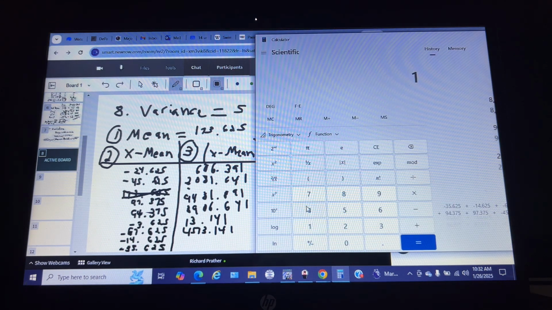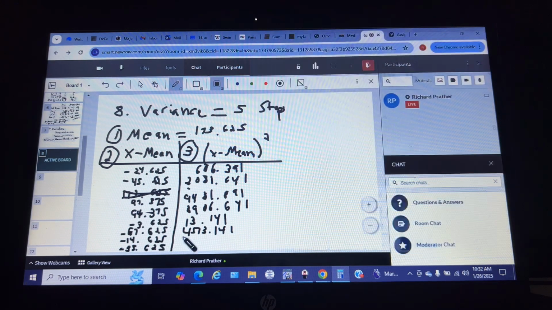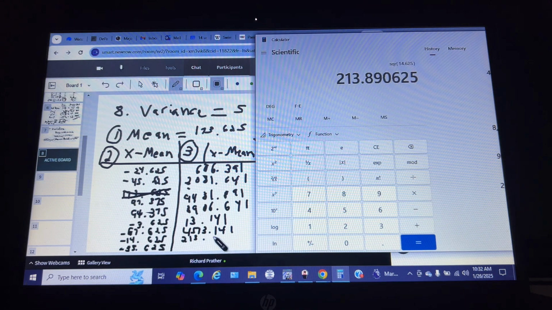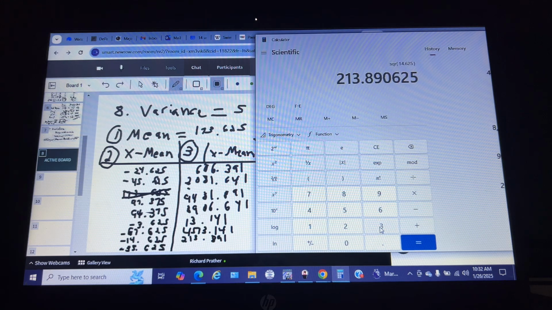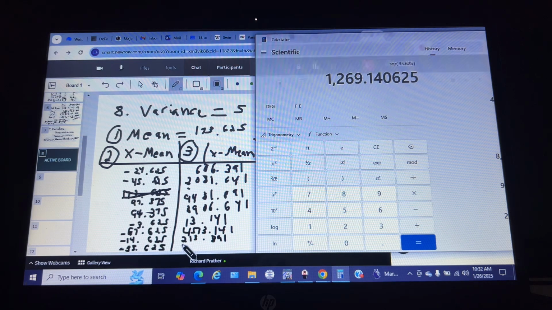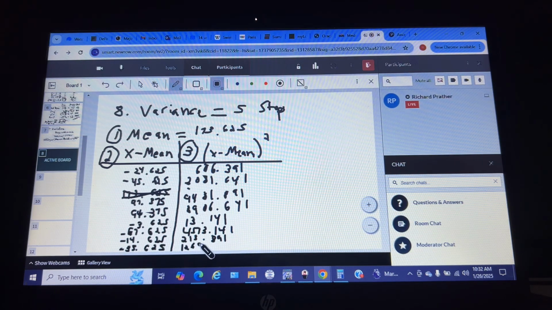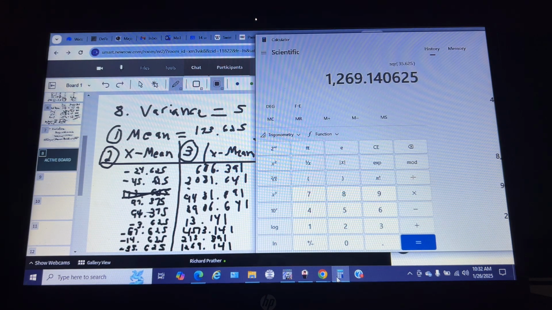Two more to go. 14.625 squared, 213.891, and 35.625 squared, 1269.141. Okay, so add all this up.